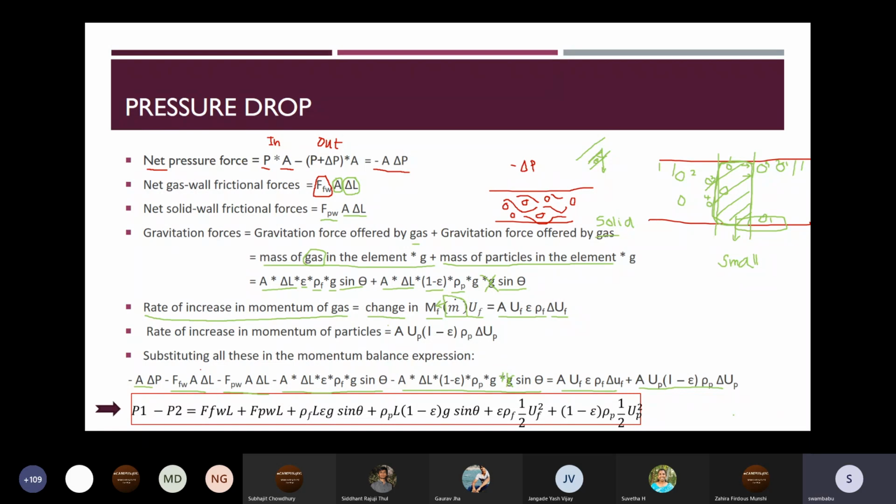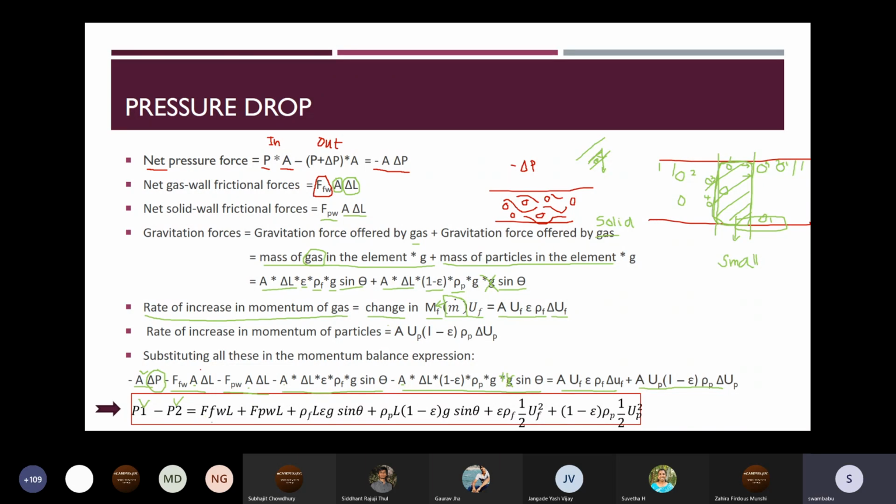So first of all, every term has A, the cross section area. A here, A here, A here, A here. Every term has A, so we can cancel the A term throughout the expression. Then we get the final pressure drop expression. P1 is the inlet pressure and P2 is the outlet pressure. P1 minus P2 is nothing but the delta P.